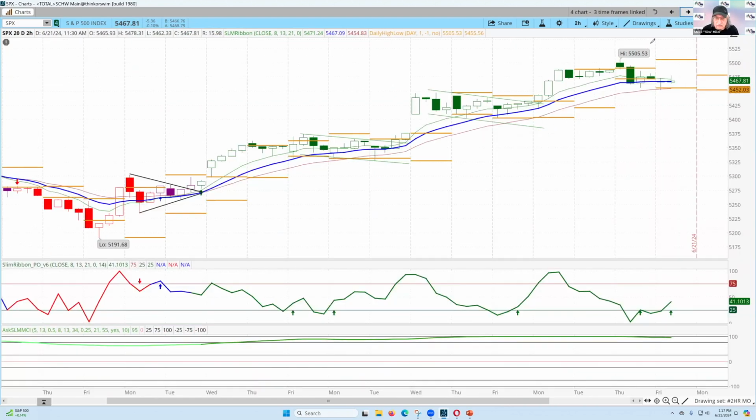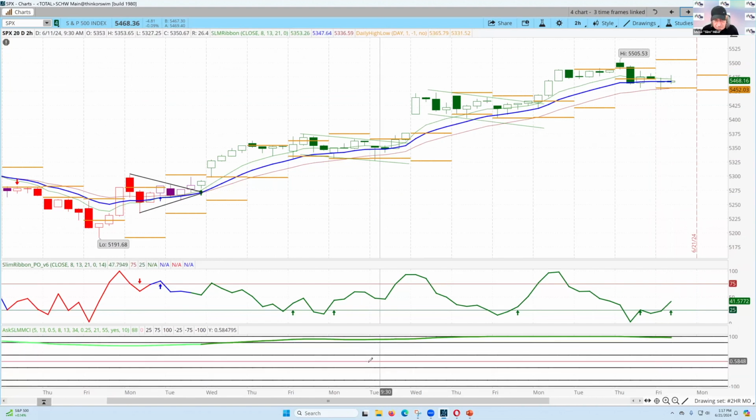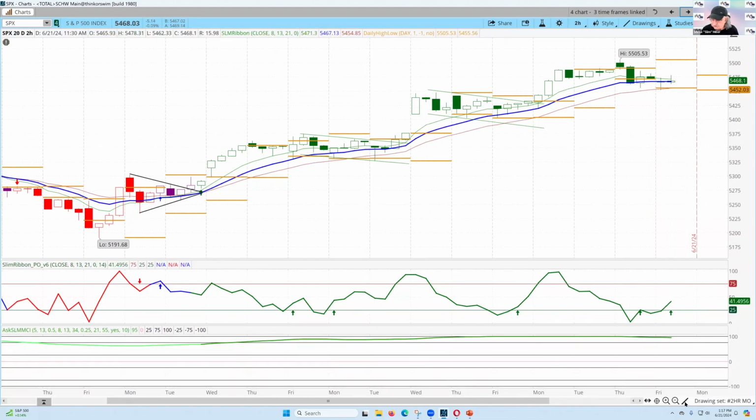This is the 2-hour chart. And on here, what we have is not only the slim ribbon PO, which is just giving you another upside arrow right there, but you can see the askSlim market condition indicator.